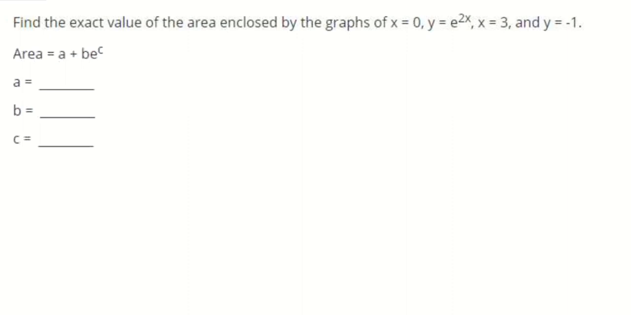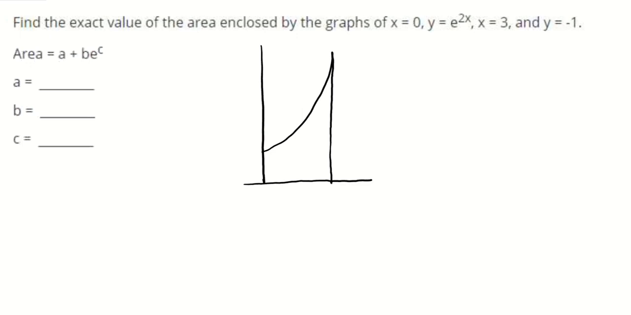Now we're going to find the exact value of the area enclosed by x equals 0, that's the y-axis, y equals e to the 2x. Well, that's going to start at y equals 1, and it's going to grow exponentially. I don't really care if the shape's quite right. x equals 3, we'll say maybe that's right here. And the line y equals negative 1, maybe that'll be here. I'm going to start labeling these things.